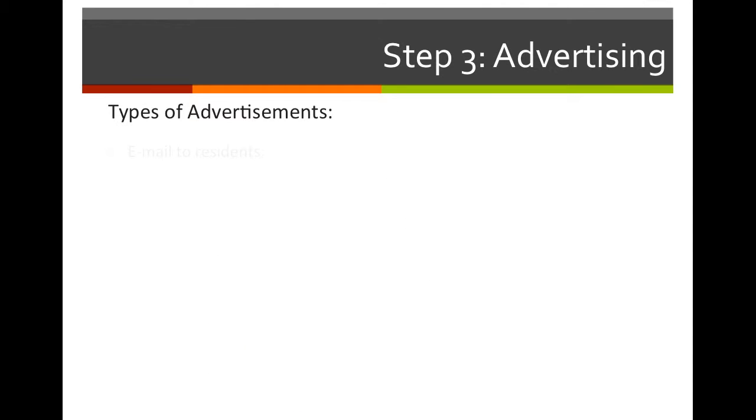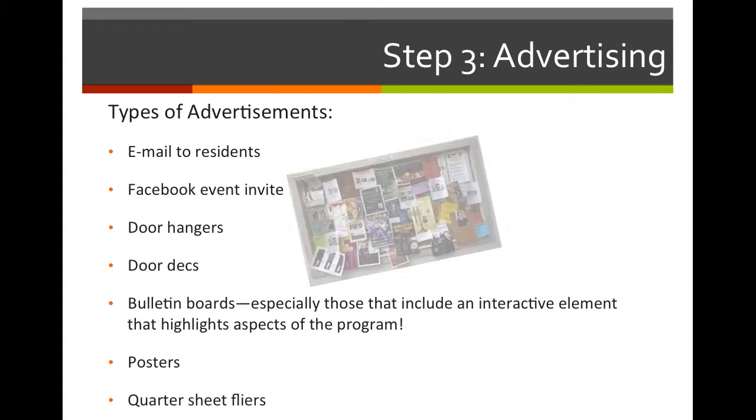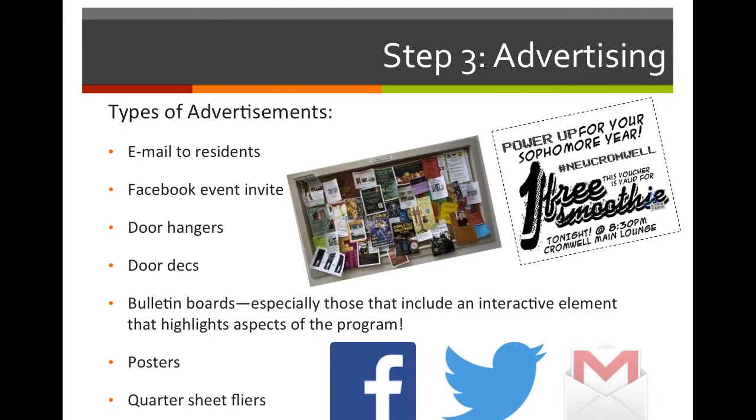When creating your advertisements, there are a few different types of advertising to consider: an email to your residents, a Facebook invite, door hangers, door decks, bulletin boards, especially those that include an interactive element that highlights the aspects of the program, posters, and quarter sheet flyers.